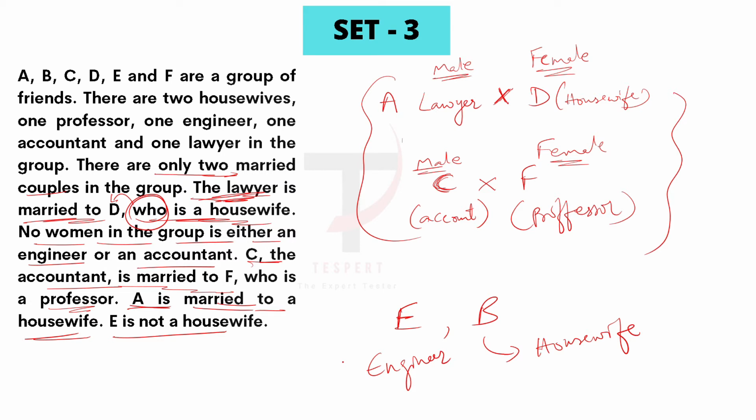Alright, and if we just get back to the statement which is mentioned previously, no woman in the group is either an engineer or an accountant, which means E shouldn't be a woman. E is a male. If E is a male, B is a female. Of course, B is a housewife. Alright, so this is the final solution. Hope you understood. Let's move to the next set.